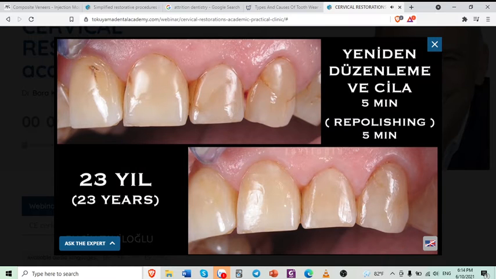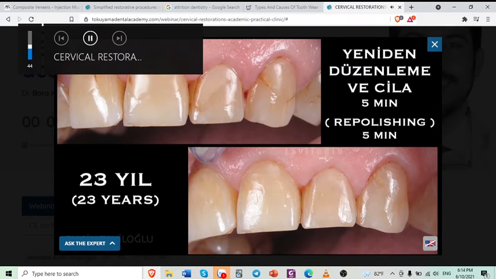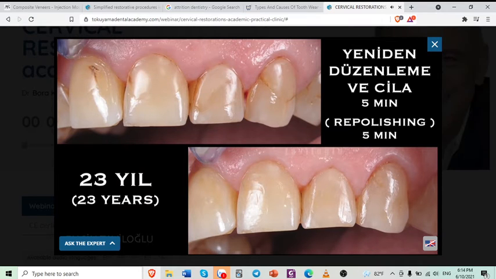I know this patient. He's one of my first patients that I regularly follow. He still has these restorations, and now we're talking about 25 years in total. If he comes again, I will take another picture for an updating.